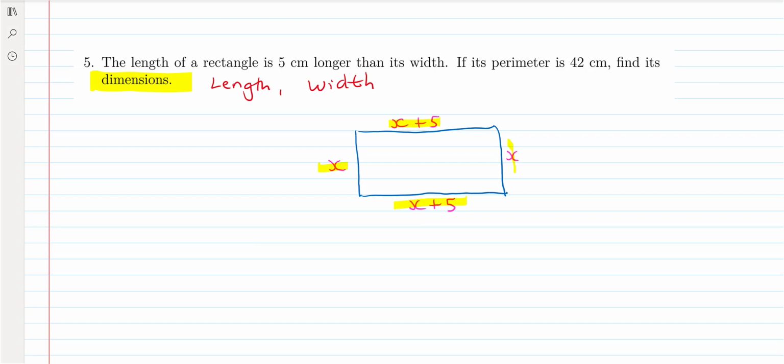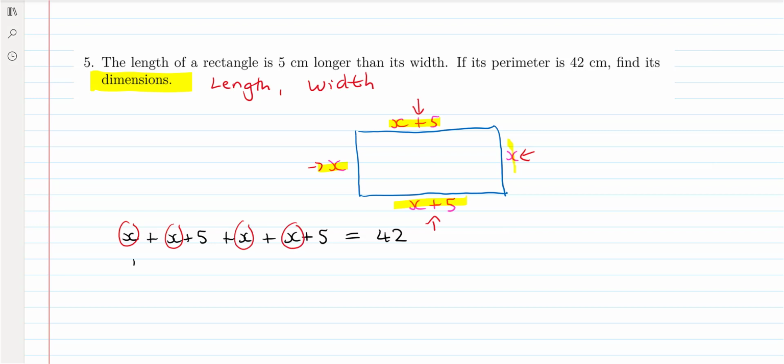So to write our equation, we'll have x, that's this part here, and then we add x plus 5, plus x, and then plus x plus 5 again, and we know that is equal to 42 centimeters. So now we can simplify this. Let's look, how many x's have we got? We've got 1, 2, 3, 4.